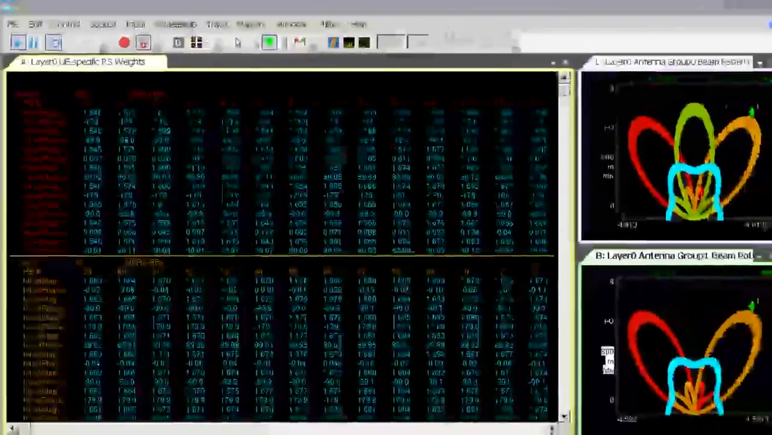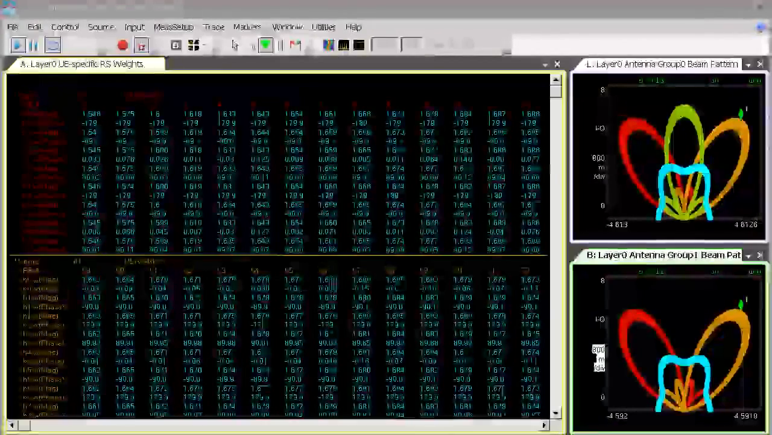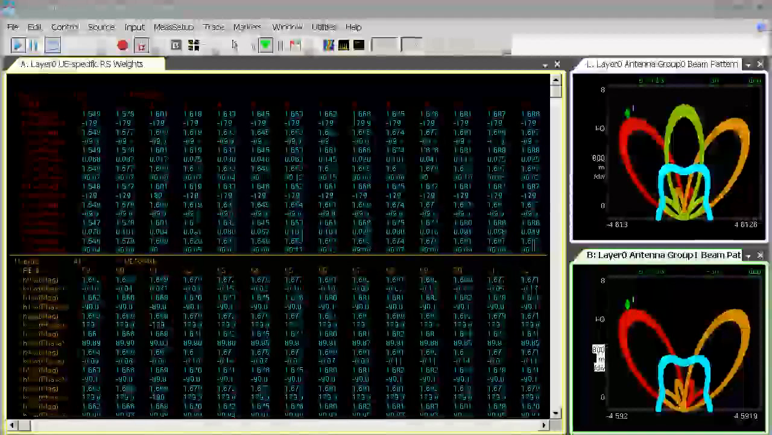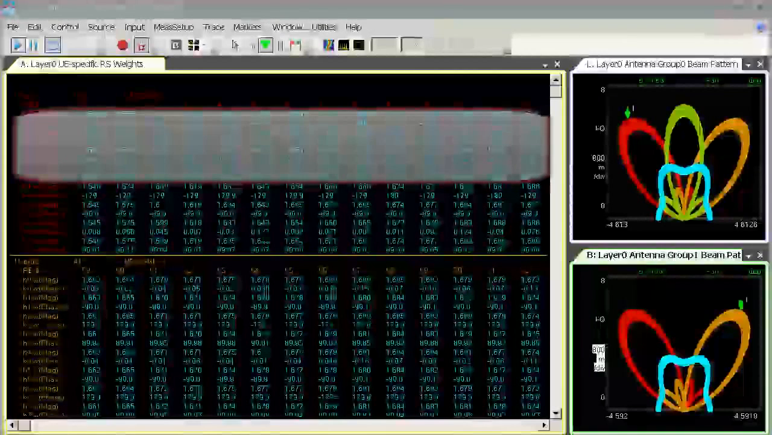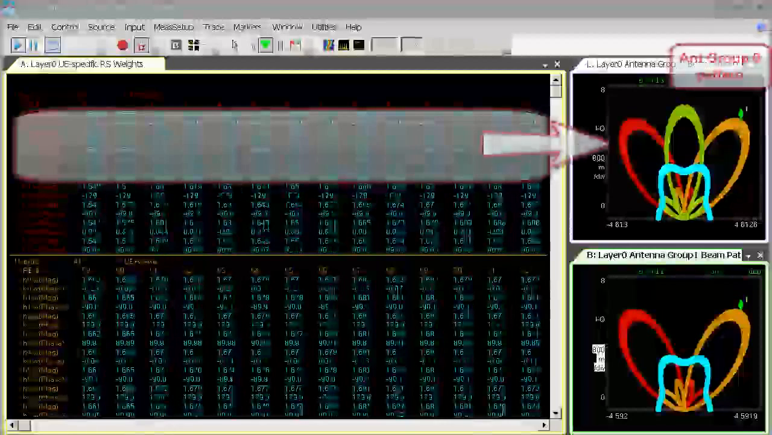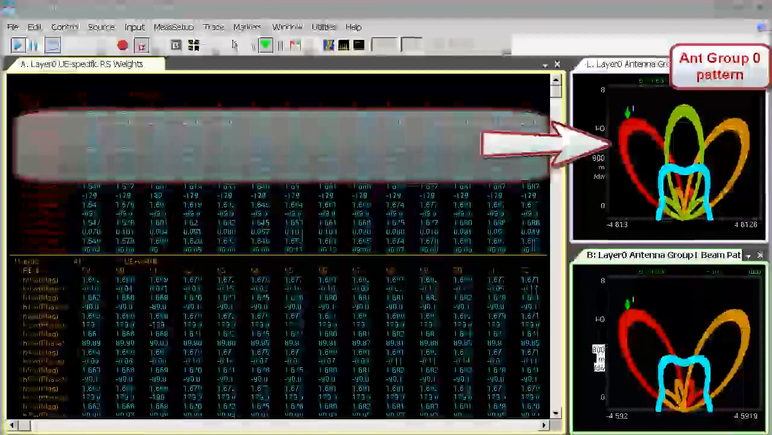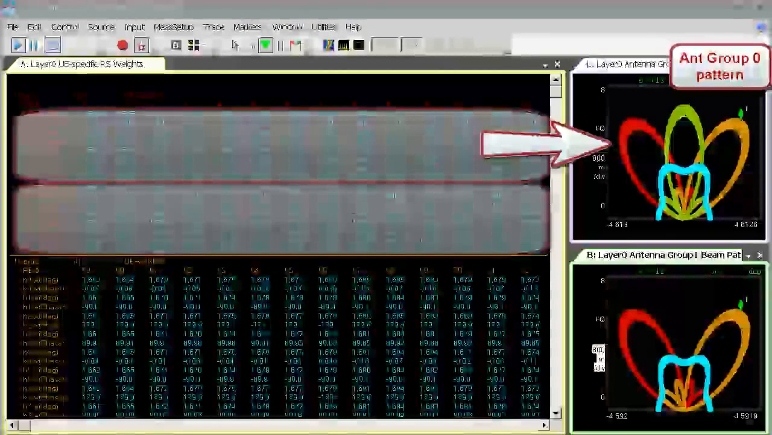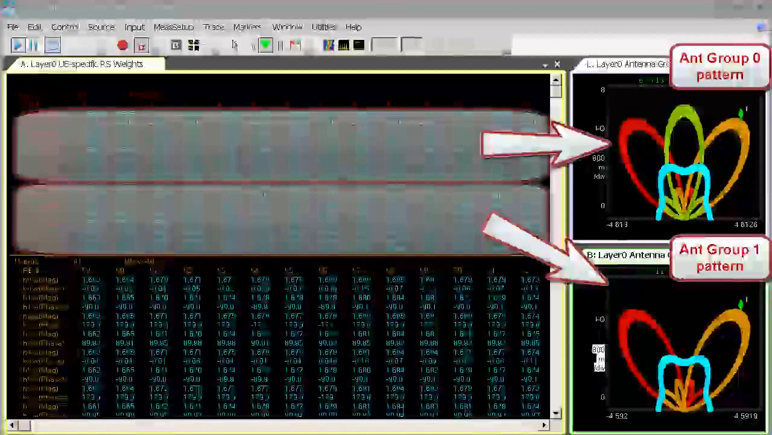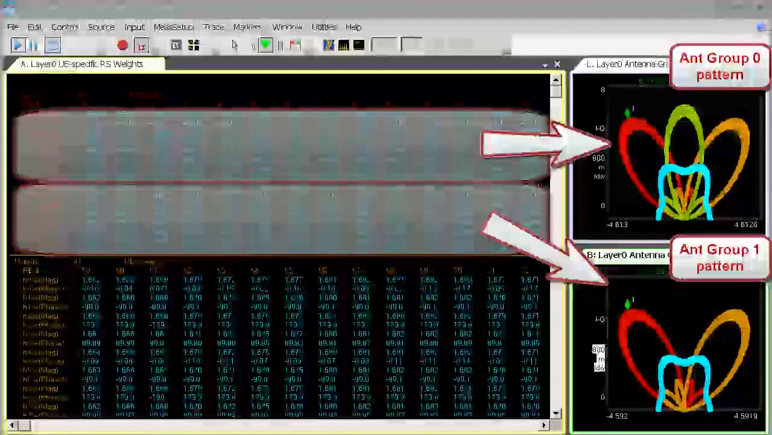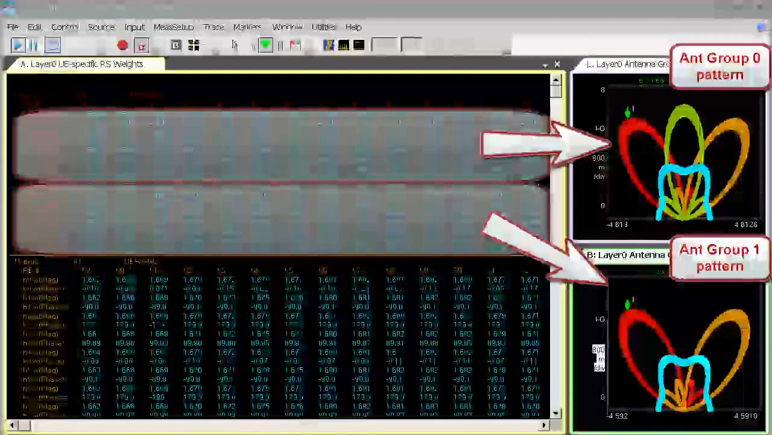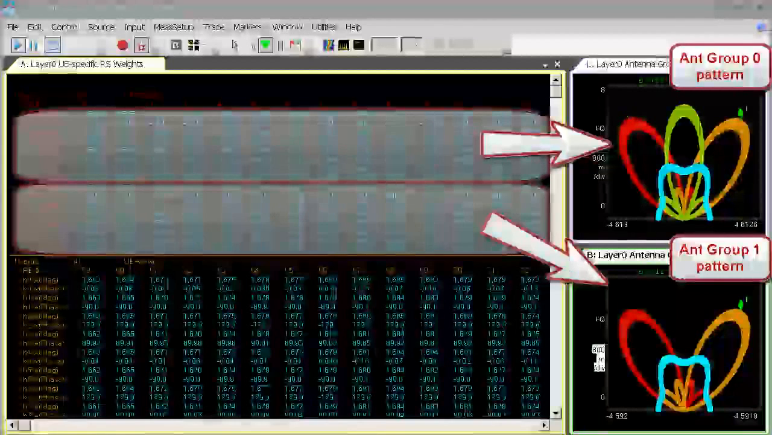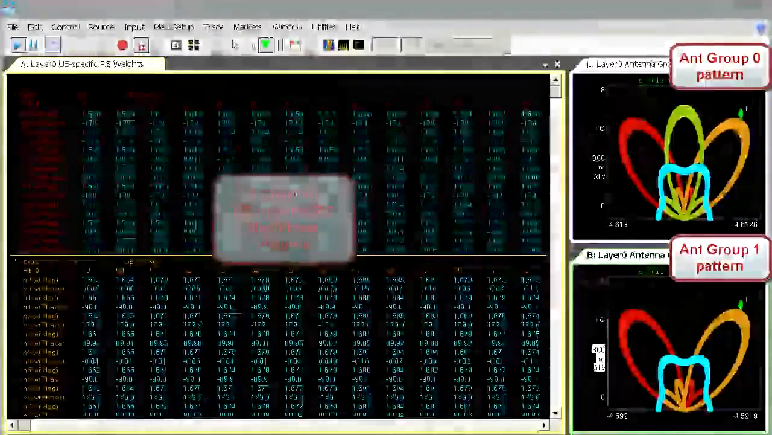To help you visualize the beamforming performance, the VSA software also presents the resultant combined beam pattern trace associated with each antenna group. Measured UE-specific reference signal weights from the first 4 input channels are used to compute the antenna group 0 beam pattern trace. This process is repeated for the second 4 input channels to compute the resultant antenna group 1 beam pattern trace. Note that a separate beam pattern trace can be visualized for each resource block associated with each user device.